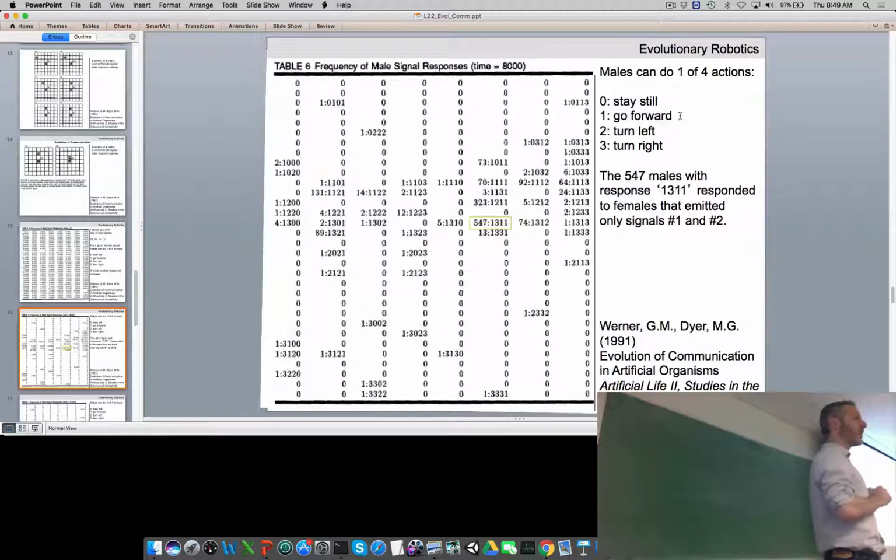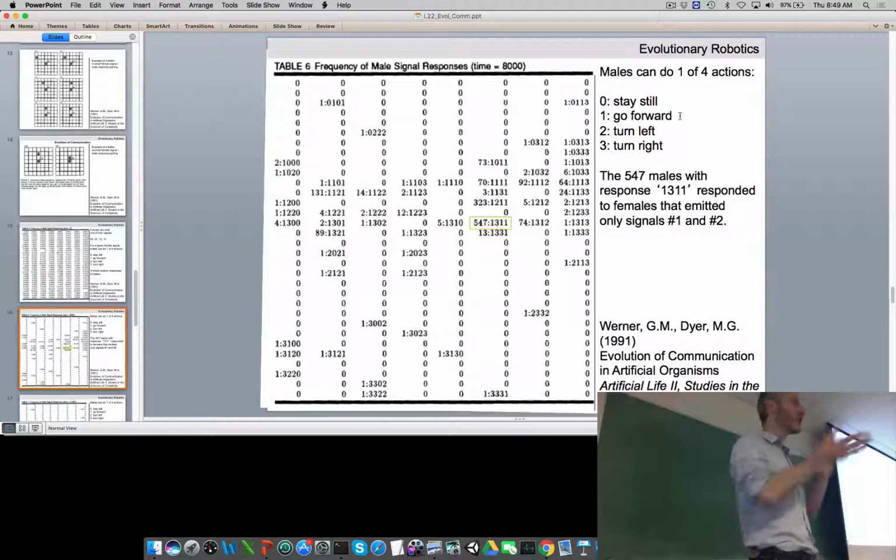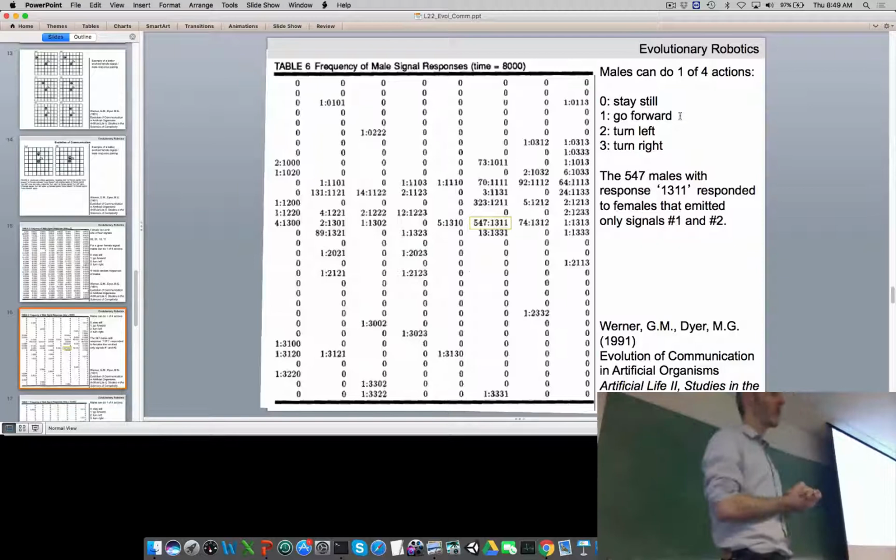Why not? Why don't the females bother emitting song 3 or 4? Why, right? It doesn't mean anything to the listeners, in this case the males. The females can attract the males successfully with just the use of those two songs. All you need is turn left or turn right and go forward, right? That's about all you need in this relatively simplified world. So again, what's special about song 1 and 2? Why did the females not evolve to use song 2 or 3 or 3 or 4? They could have just as easily, right?